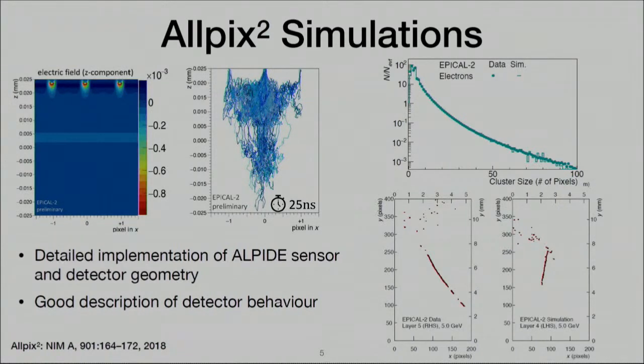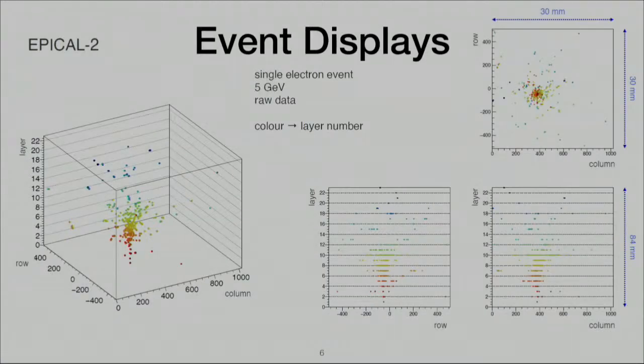This is in a single layer, again, and you should see the scale is in millimeters now. And you see here a track that actually goes parallel to the sensor. This happens rarely, but you do see it happen, and you see it happen in the simulation and in measurement in the very same way. So this is very nicely described. So we can use that also in comparing our measurements.